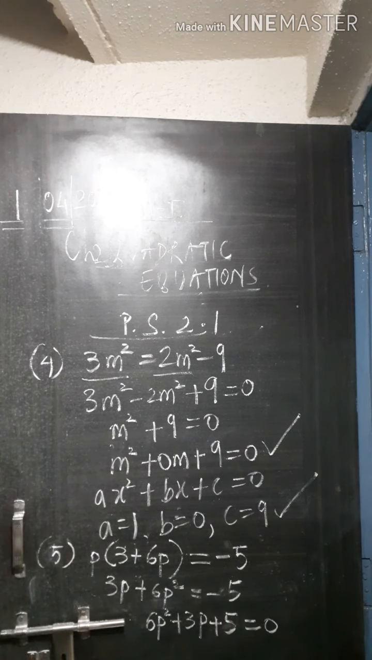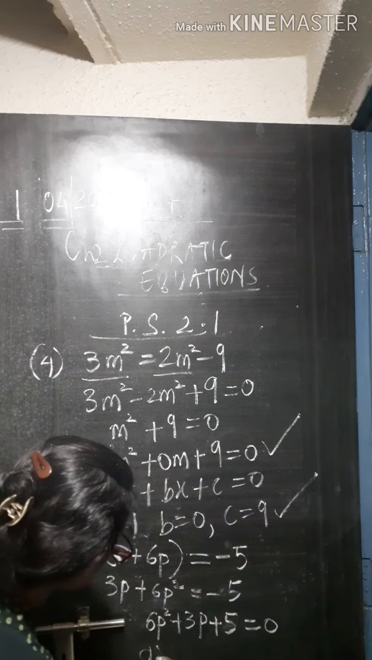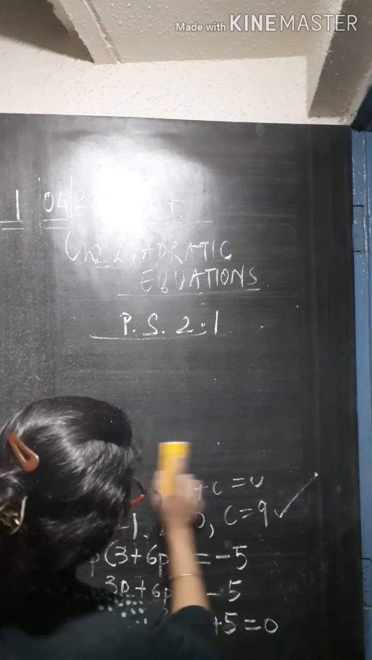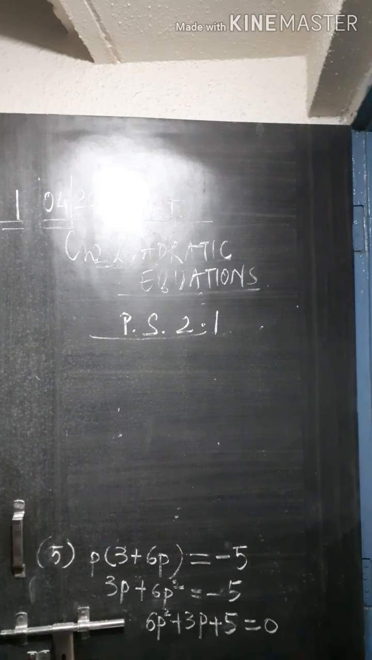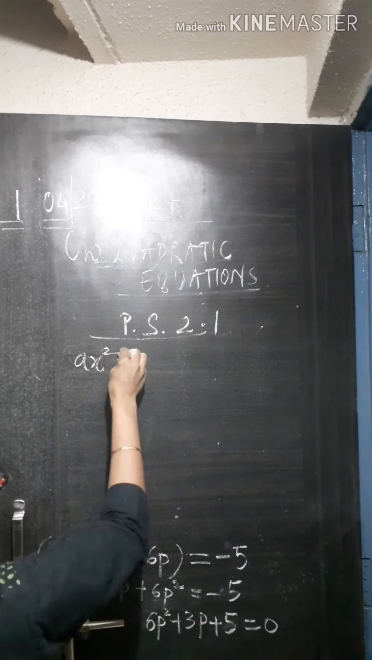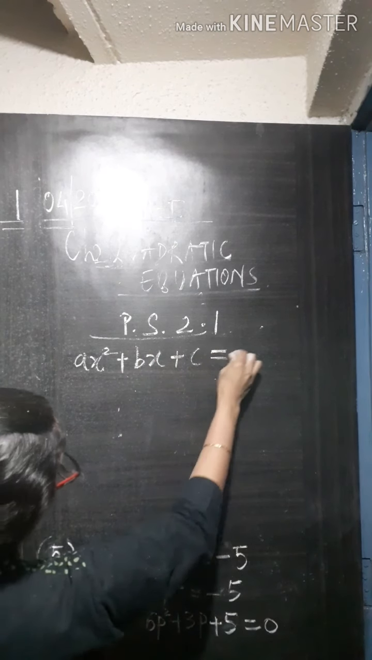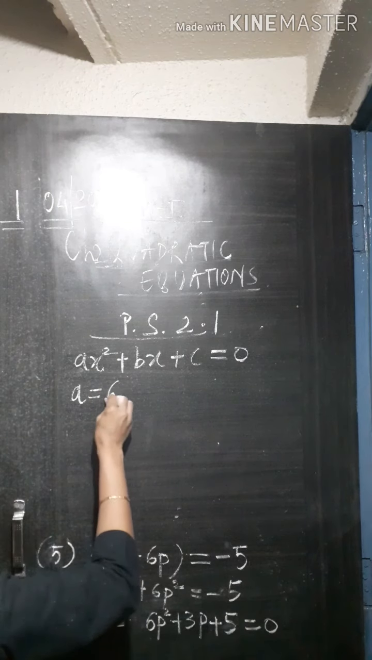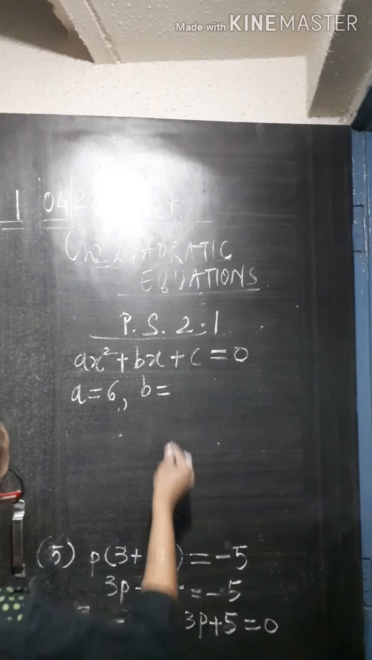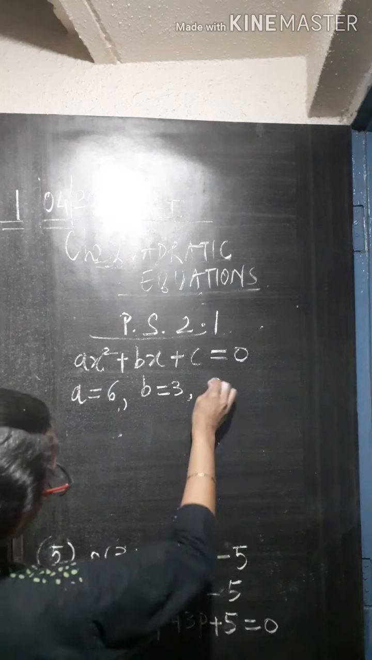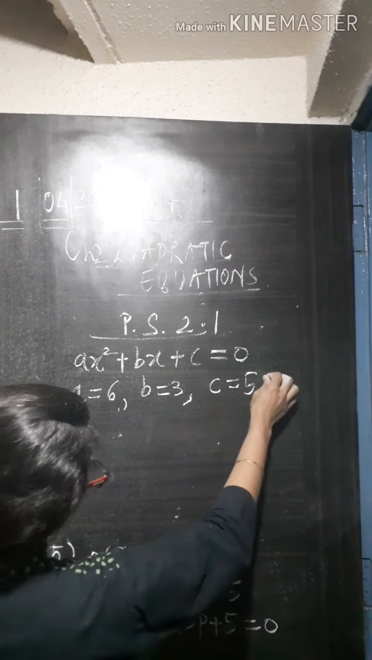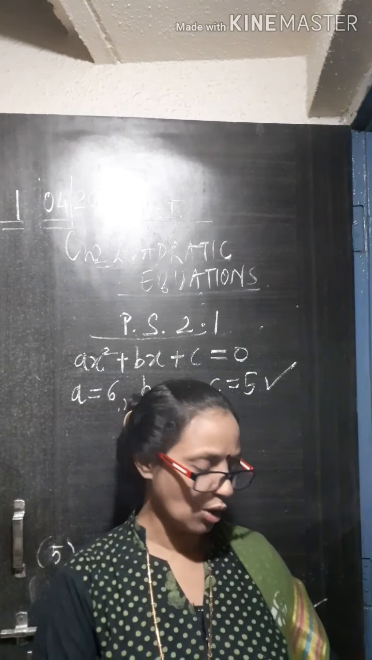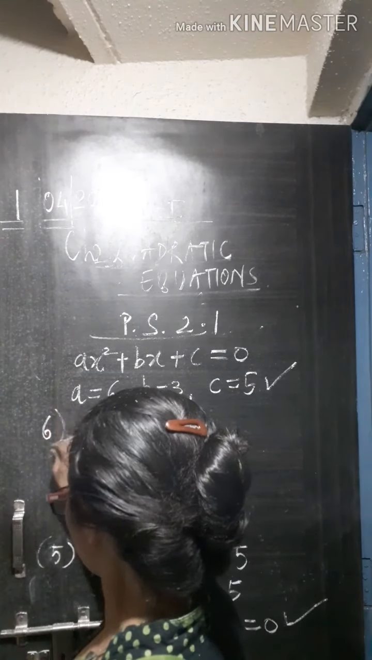So this is a standard form again we are getting. So again we compare. What is the standard form we are going to compare with? Always with ax² + bx + c = 0. If I compare, in place of a I am going to get a equal to 6, b equal to 3, and c equal to 5. So again we get the a, b, c values and the standard form, both things. Fifth question done, and now the last question, the sixth question. What is the sixth question here?